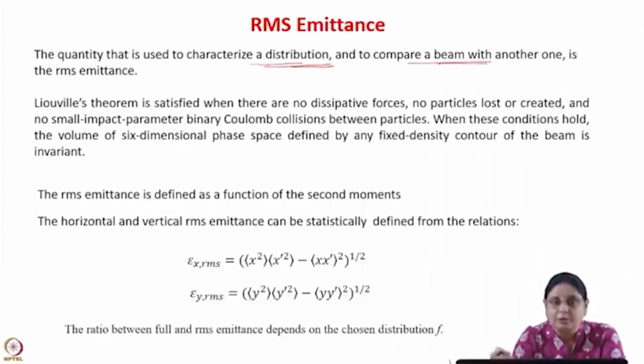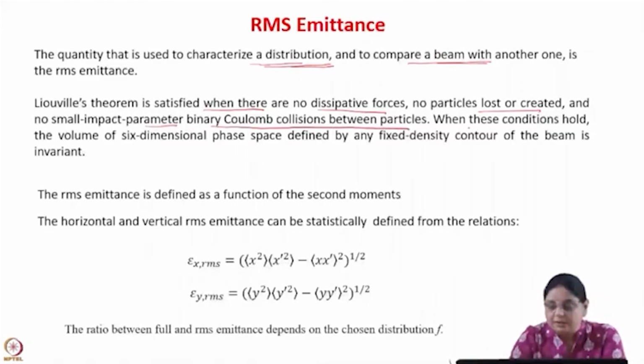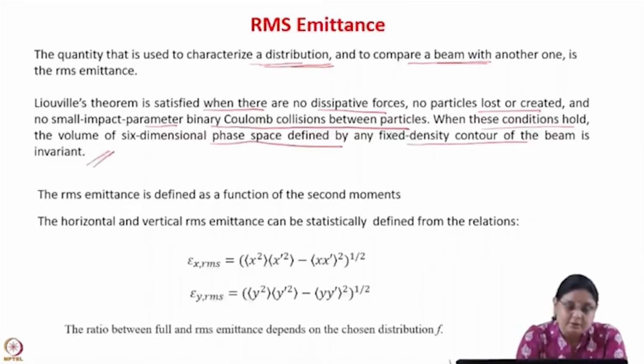So what do we mean by one beam? One beam could be a uniform distribution, and another beam could be a Gaussian distribution. Now Liouville's theorem is satisfied when there are no dissipative forces, no particles are lost or created, and no small impact parameter binary Coulomb collisions between particles are present. When these conditions hold, the volume of the 6-dimensional phase space defined by any fixed density contour of the beam is invariant. So according to Liouville's theorem, the volume of the hyperellipsoid in 6-dimensional phase space is conserved.